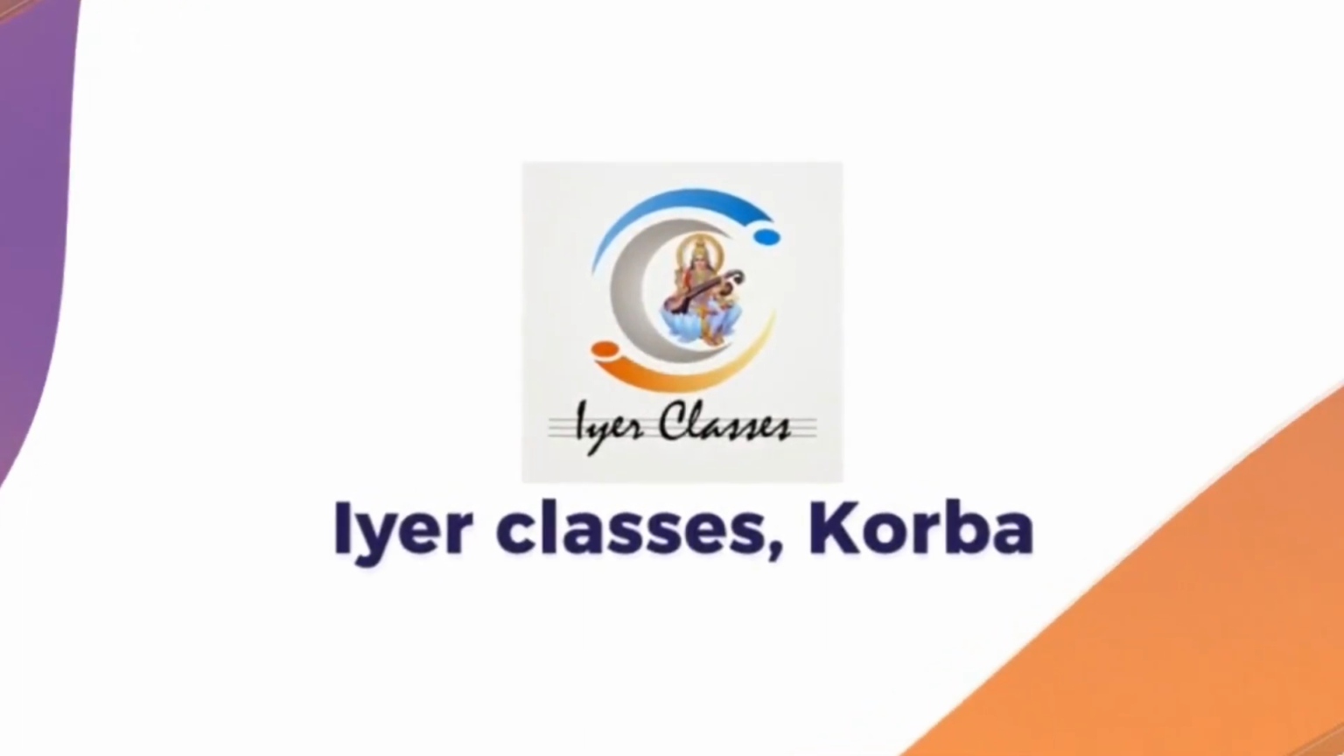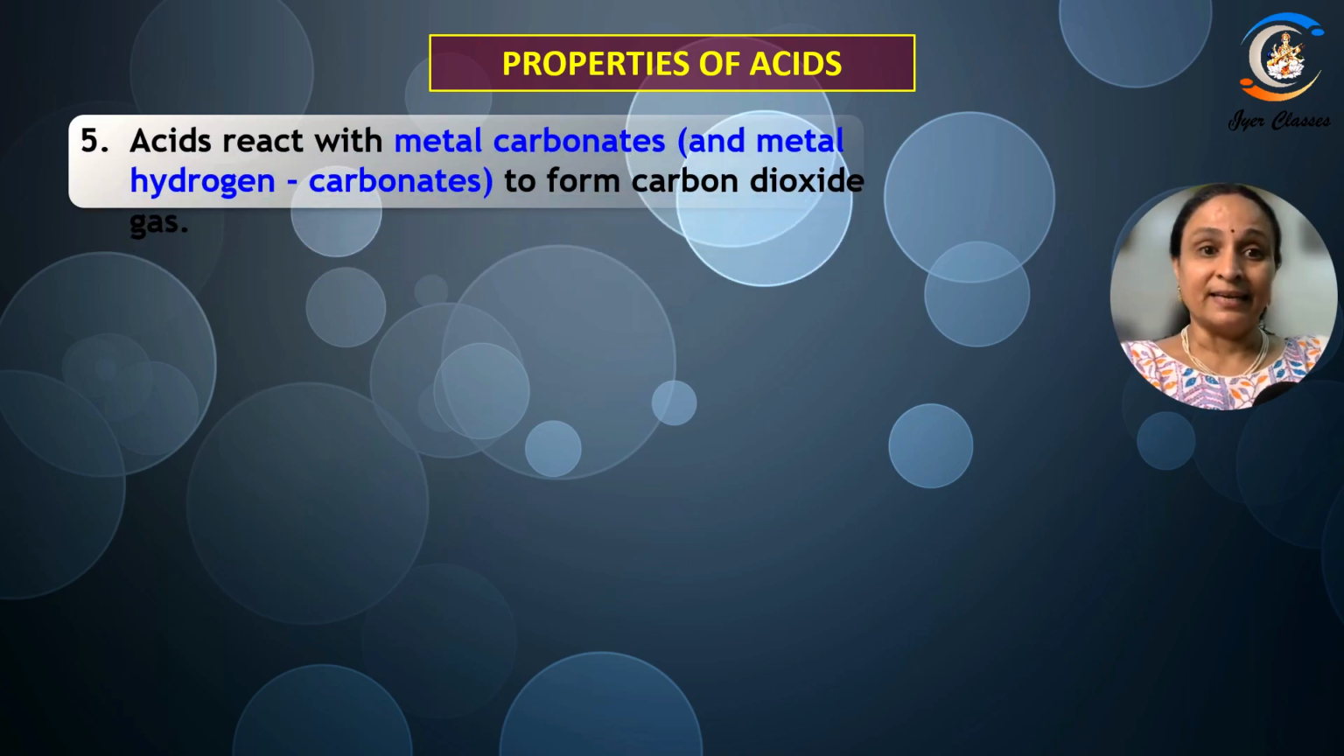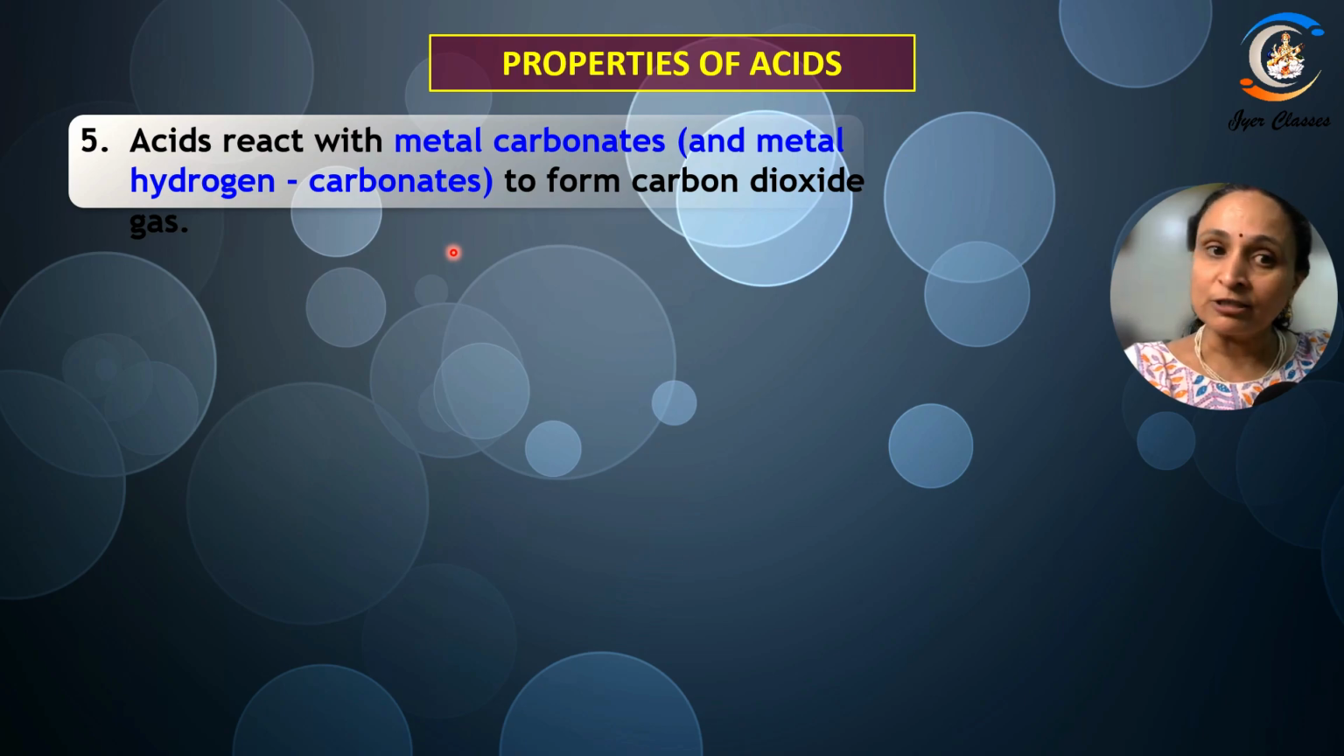More on the properties of the acid. So I'm going to tell you something about how the acid will react with the metal carbonates and bicarbonates. So how does this happen? Let's see. When acid reacts with metal carbonates and metal hydrogen carbonates, it will give out carbon dioxide.